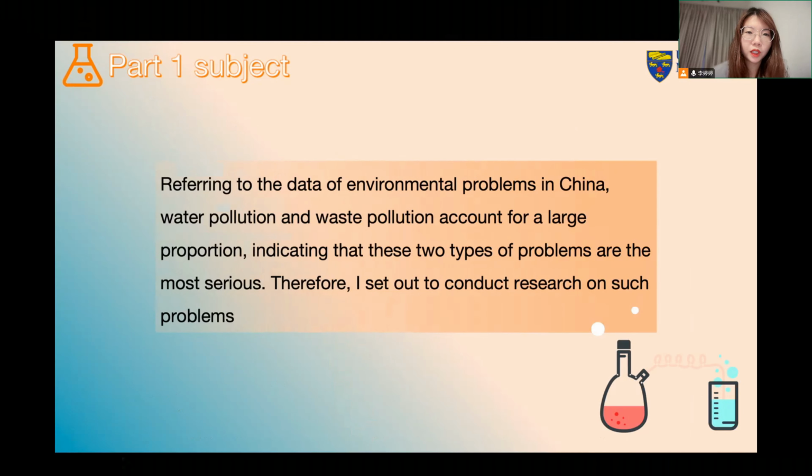Refer to the data of environmental problems in China. Water pollution and waste pollution account for large proportions, indicating that these two types of problems are the most serious. Therefore, I set out to conduct research on such problems.